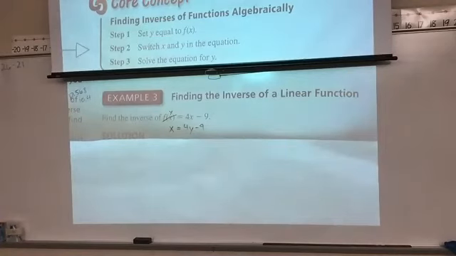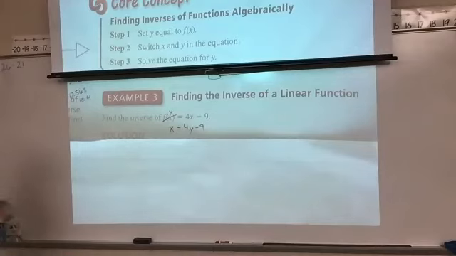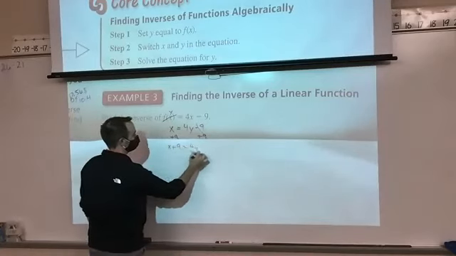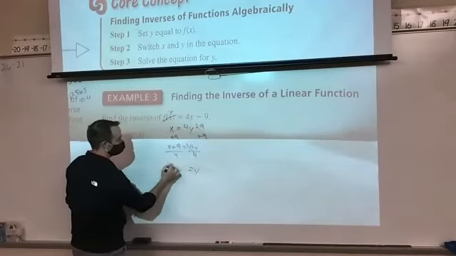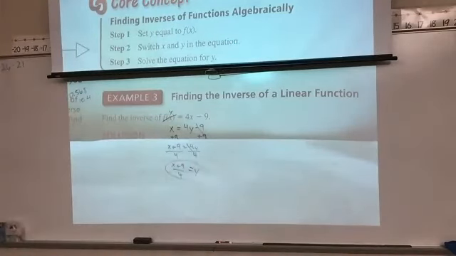We're just getting y by itself here. Okay, your y by itself, we add the 9 over. X plus 9 is equal to 4y. We divide everything by 4, and we get our new inverse function. Again, the only difference between what we were doing before is now we're switching the x and the y back. That's it. I switch the x and the y and solve it out. We've got our new inverse function.